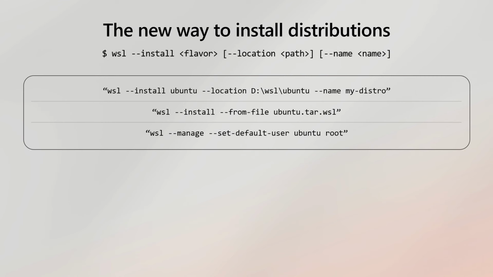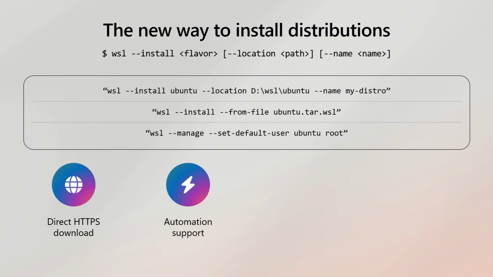So looking at this, the benefits of this new infrastructure are direct HTTPS download for all distributions. So this means that if you're in a situation where, let's say, the Microsoft Store is disabled by company policy, you will still be able to use WSL-install to install distributions. Something you're going to see again soon in a demo.